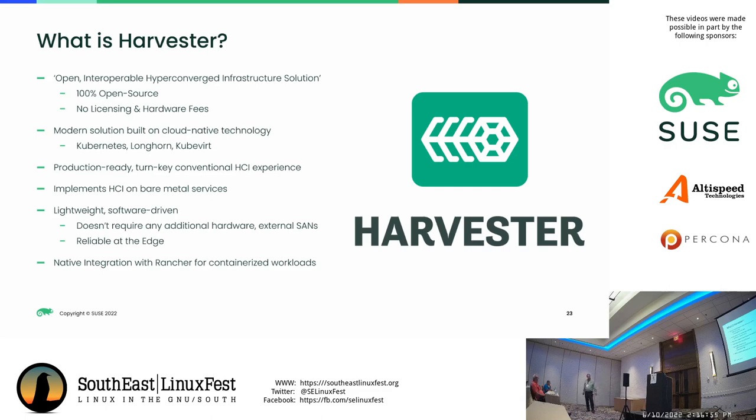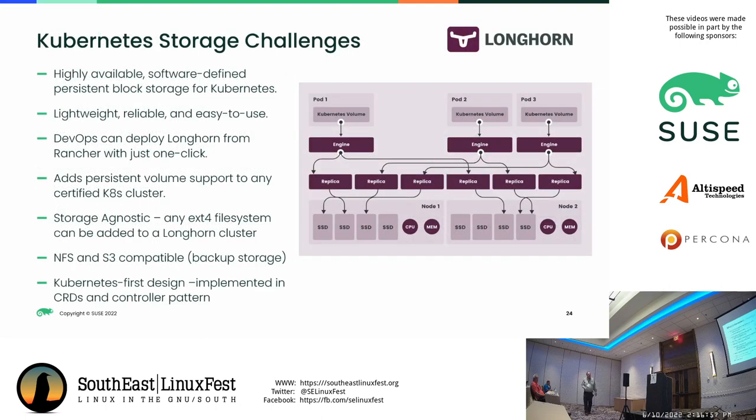So that is a product that we have. Then storage. We also have a product called Longhorn. Longhorn is a way of doing a hyper-converged storage project with your Kubernetes cluster. So we actually have three different Kubernetes distributions that we support from Rancher and SUSE.